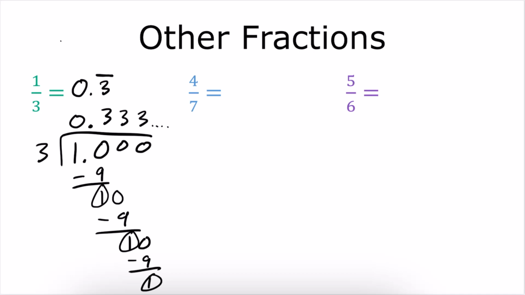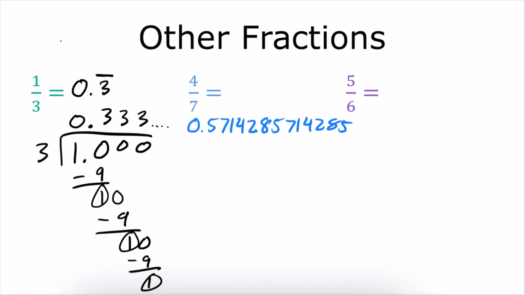So if I wanted to change 4/7 into a decimal, I could do 4 divided by 7. And this long division is actually a little bit crazy, so I'm going to do this in my calculator. And 4 divided by 7 gives me 0.5714285714285. And that's where my calculator ends. However, this decimal does keep going after this.